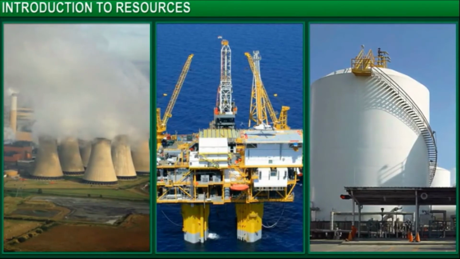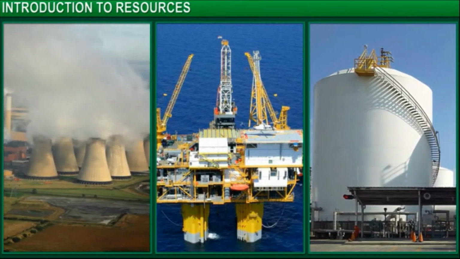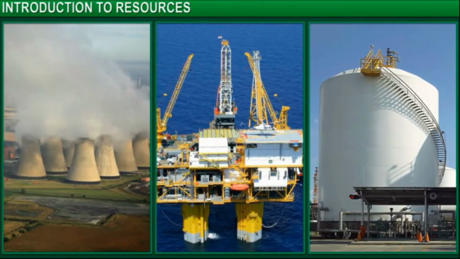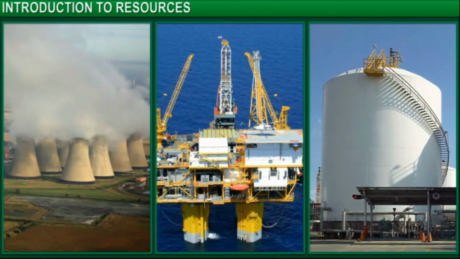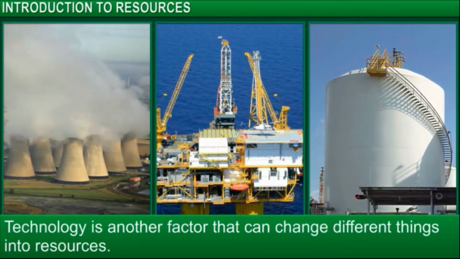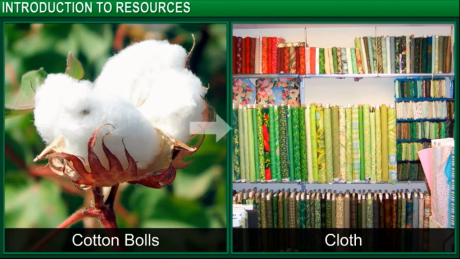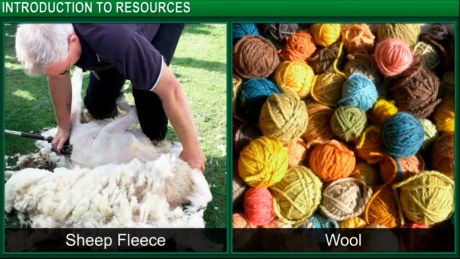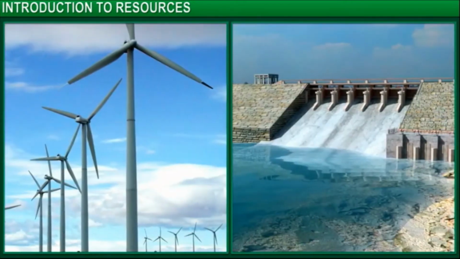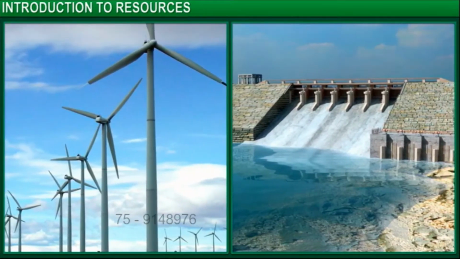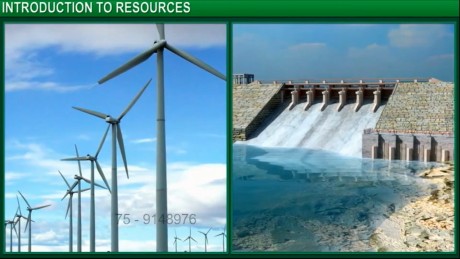Technology is another factor that can change different things into resources. With technology, humans have been able to use these fossil fuels as important energy resources. Other examples include making paper from wood fiber, cloth from cotton balls, and wool from sheep's fleece. Humans have even harnessed wind and flowing water to produce electricity, which is another important energy resource.